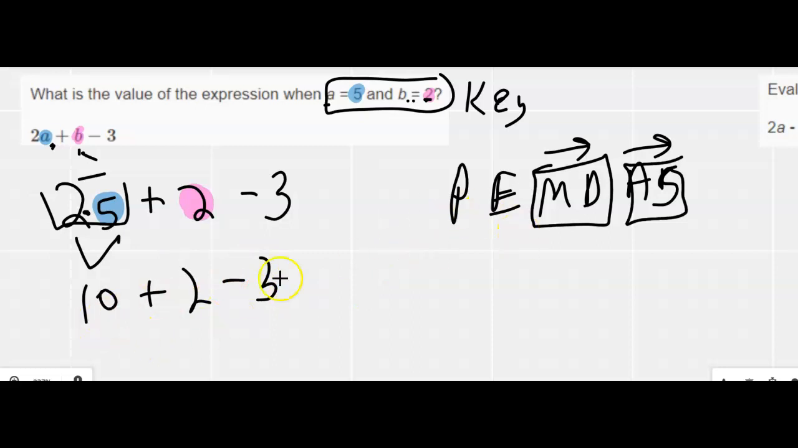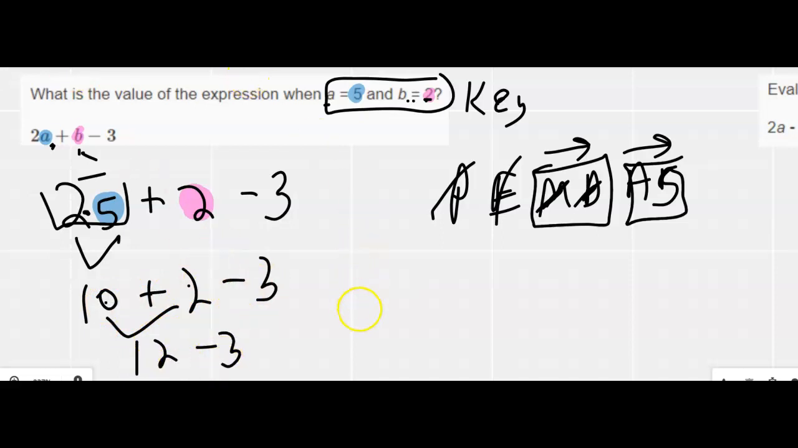What comes first according to PEMDAS? Well, see, there's no parentheses, no exponents. We just did our multiplying. There isn't any dividing. We do add and subtract, whichever comes first. What just so happens, adding does come first this time. 10 plus 2 is 12 minus 3. And of course, 12 minus 3.